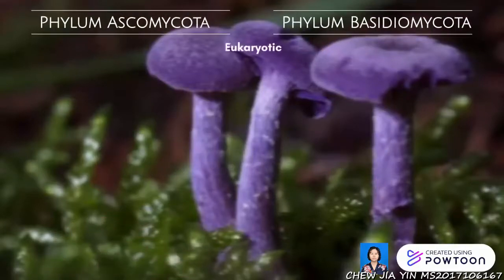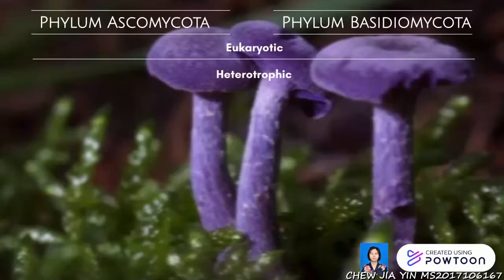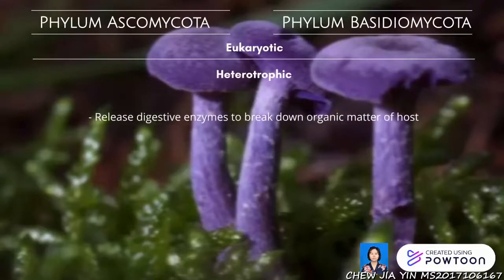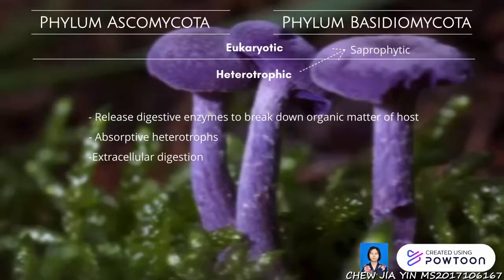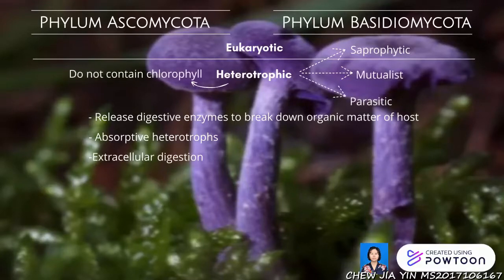Fungi are eukaryotes. They are heterotrophic. This means that they release digestive enzymes to break down organic material of their host, then only they absorb the nutrients into their bodies. Most of them are saprophytic, some form mutualistic relationships with algae or plants, and some are parasitic. They also do not contain chlorophyll, which means that they are non-photosynthetic.